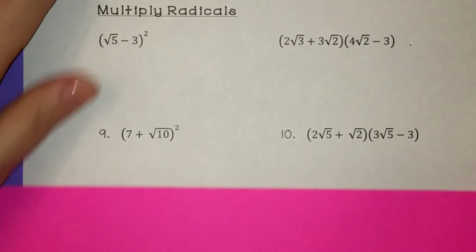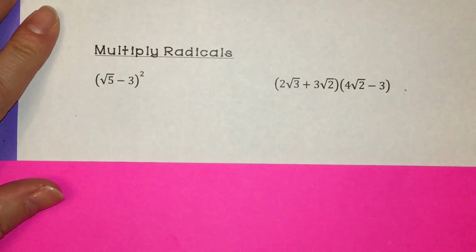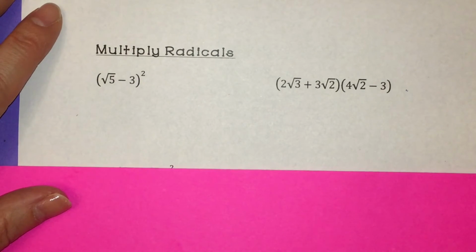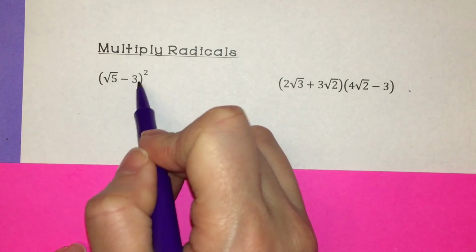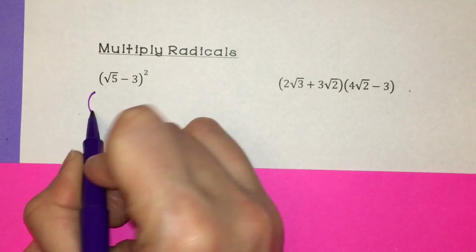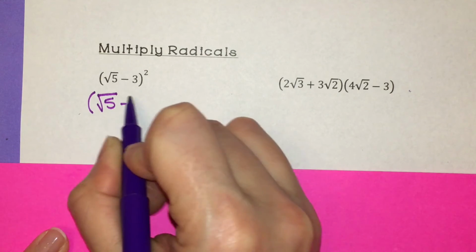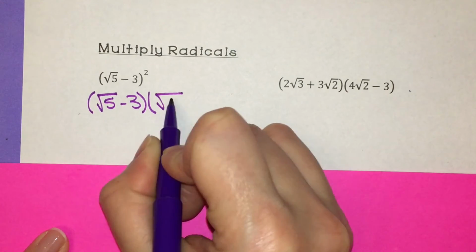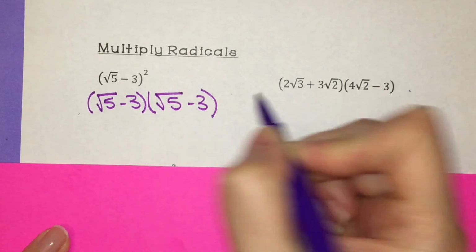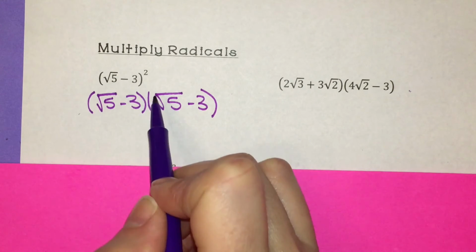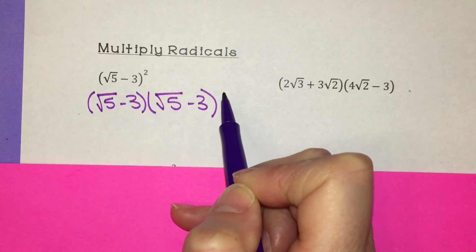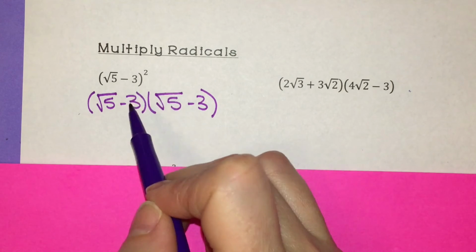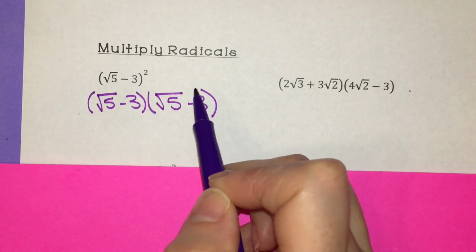All right, we're multiplying radicals. Okay, in this one, we have square root of 5 minus 3 squared, meaning we have the square root of 5 minus 3 multiplied by the square root of 5 minus 3. And we're just going to distribute that first term in the first parentheses with everything in the second set of parentheses, then distribute the second term with everything in the second set.